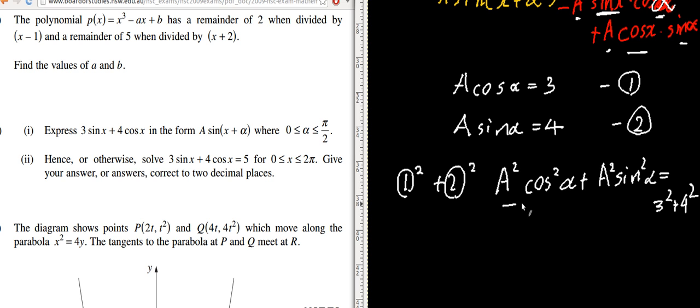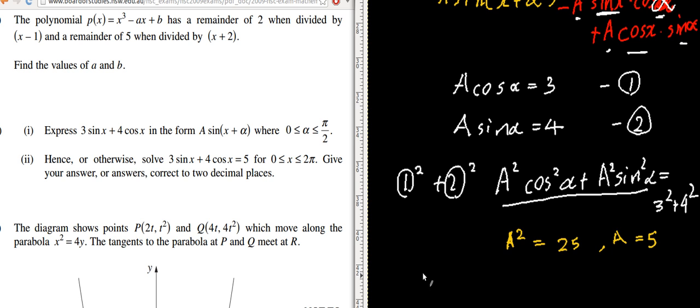Okay, so this side will simplify down to a squared. Why? It's because cos squared alpha plus sine squared alpha is equal to 1, right? I hope you understand that bit, because that's the most crucial part of this. So a squared is equal to 25, in this case, so a is equal to 5. We don't actually care about the negative solution, it's only the positive solution that we're after.